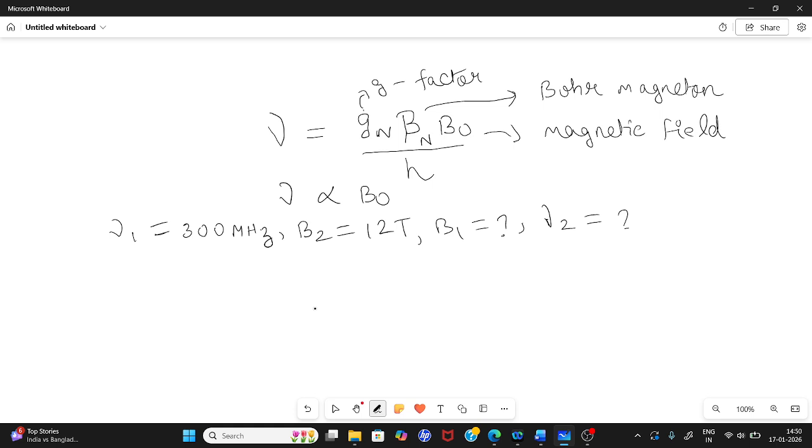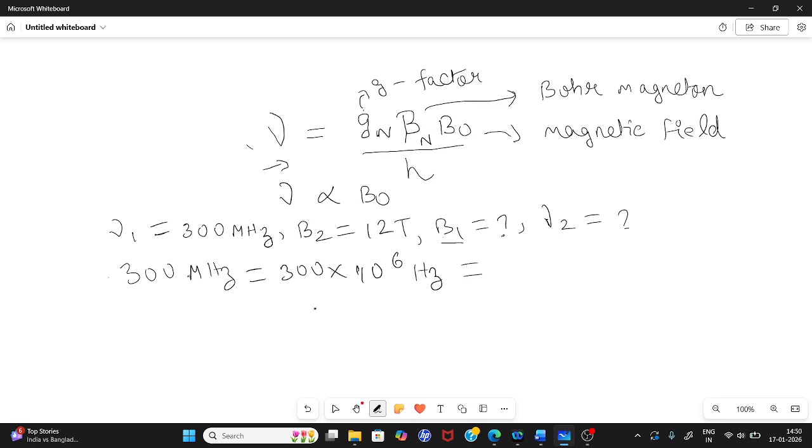So you have to first calculate B1 because you know that there cannot be two unknown values. You have to at least keep one set unknown, then you can find out with the formula. So we find out the first magnetic field here. Okay, so let's calculate the first magnetic field. Let's go with the formula which I mentioned just now. You have been provided the value of 300 megahertz, which is equal to 300 into 10 to the power 6 hertz.